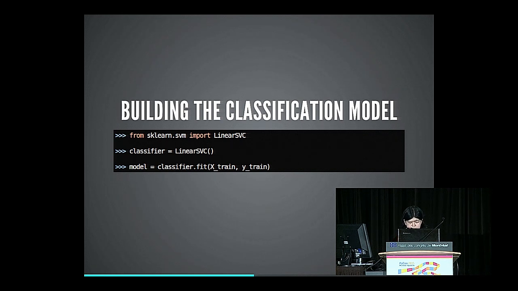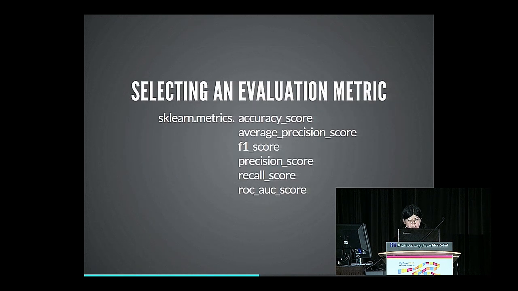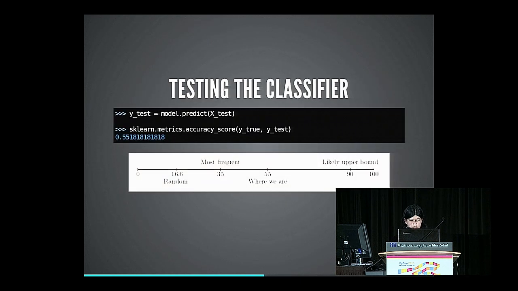All right, so now we have our model, and we want to test how well it does. So we need to select an evaluation metric. Scikit-learn comes with a bunch of evaluation metrics built in, and each one is useful for different purposes, depending on what you're trying to optimize. In my case, I wanted to spend as little time as possible having to do hand corrections. So it made sense to go with accuracy score, because I wanted to have as many correct as possible.